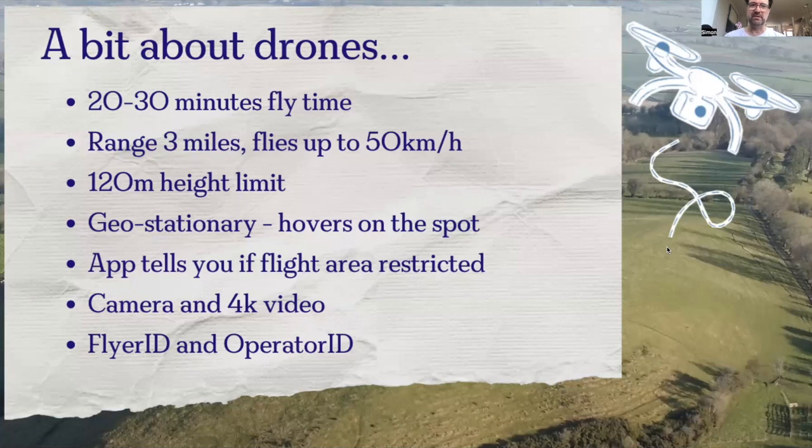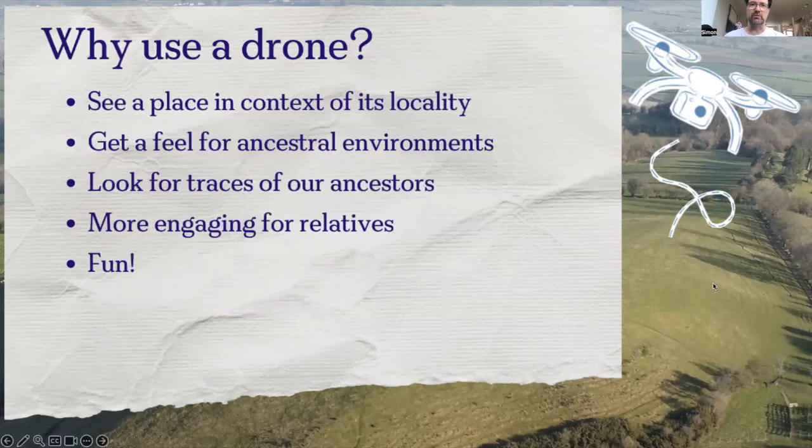He can sit in a geostationary position. He hovers on the spot when you take your fingers off the controls, which makes him incredibly easy to use. You use an app on your smartphone attached to the controller, and that gives you your bird's eye view through the actual phone screen. And of course, it has a camera and 4K video capability. And because it has a camera, you do need a flyer ID and an operator ID, although these are fairly straightforward to come by.